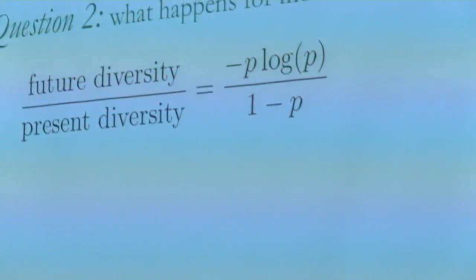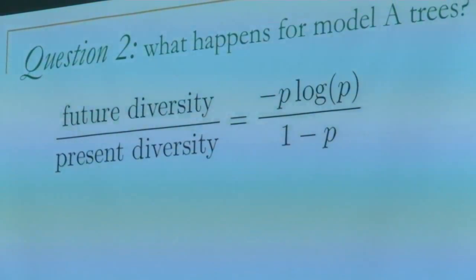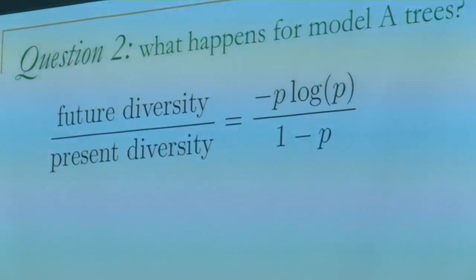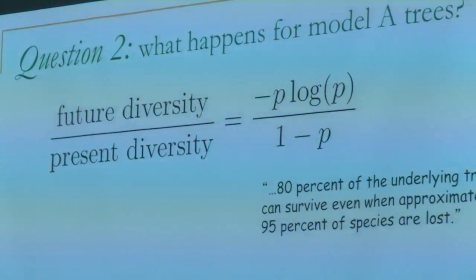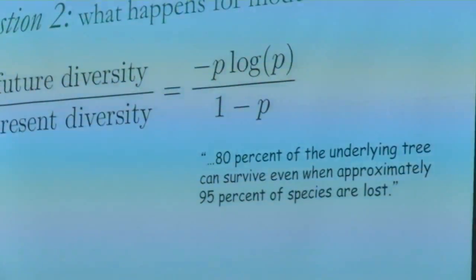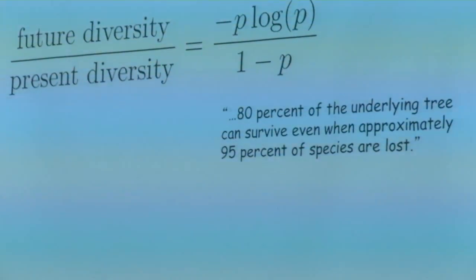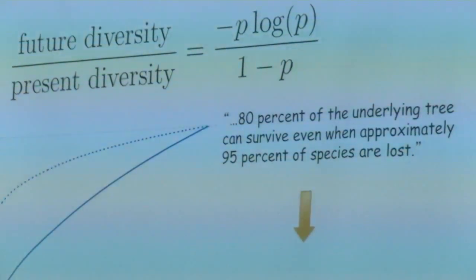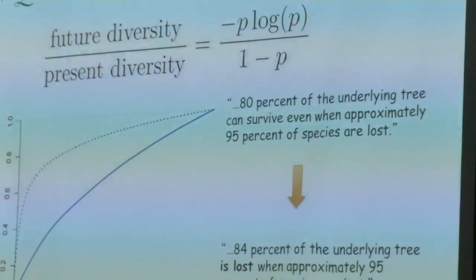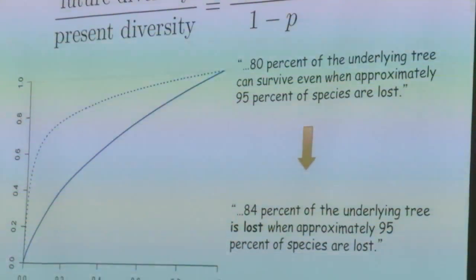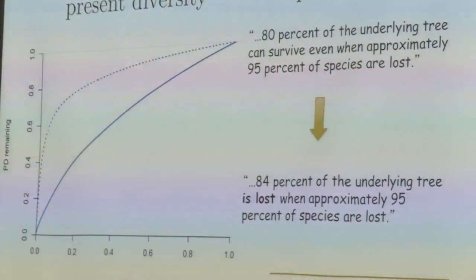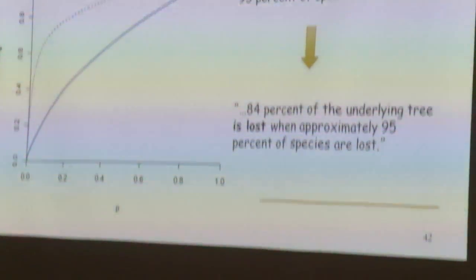Future diversity divided by present diversity is just given by this very cool formula that only involves the proportion of species that survive. How it relates to this earlier paper is that instead of 80% of the underlying tree surviving, when 95% of the species are lost, we find that 84% of the underlying tree is lost when 95% of the species are lost. So you see that your choice of model can make a huge difference in your prediction.